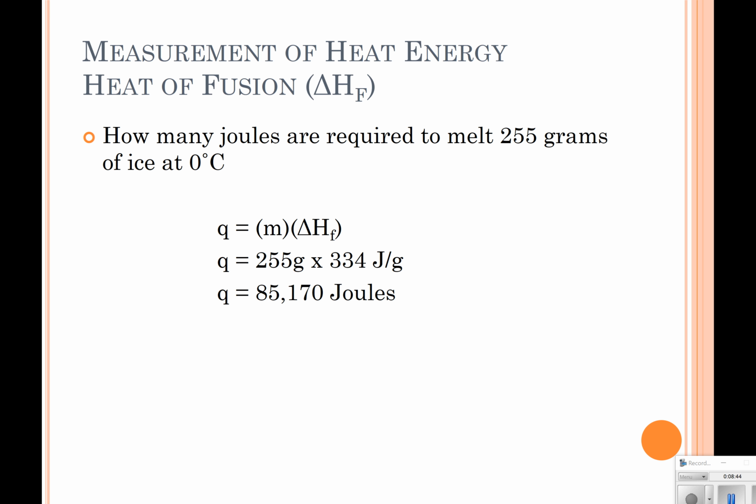Our grams cancel. We're left with 85,170 joules, which we would round using sig figs to 3. And we round that to 85.2 kilojoules. You could leave it as joules as well. Both would be sufficient.